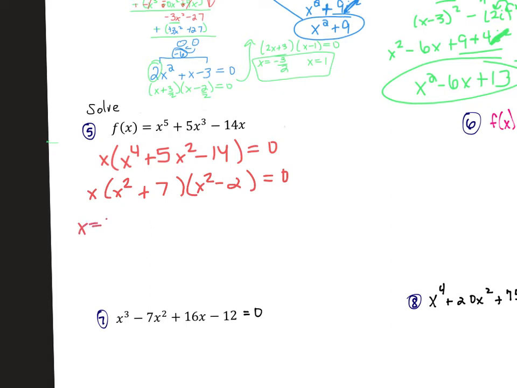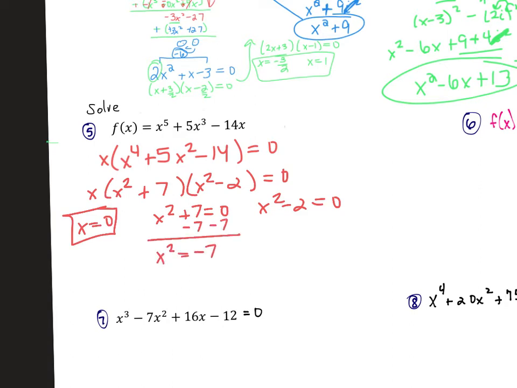So now set each piece equal to 0. X squared plus 7 equals 0, and x squared minus 2 equals 0. X equals 0, that's one answer. Subtract 7 from both sides, I get x squared equals negative 7. Take the square root of both sides, I get x equals plus or minus. I have a negative underneath the radical, so it's i, and then root 7 stays underneath.